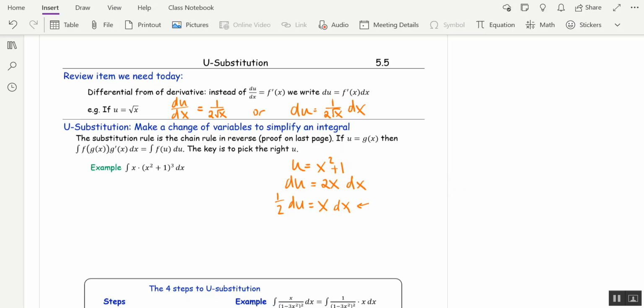Okay, now we're ready to make our substitution. This original integral is, I'm going to take 1/2 and bring it out front, integral du. That takes care of the x and the dx. What's left is u cubed. All right, so everything in that integral is accounted for in my new integral. And so now I can integrate.